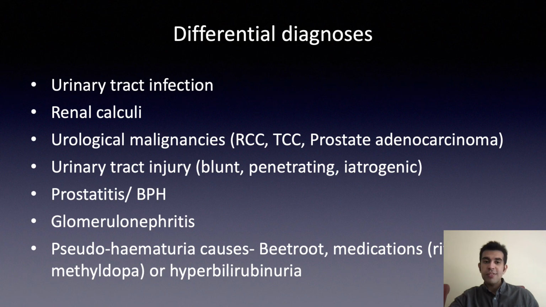And as I mentioned earlier, you can be caught out by things like beetroot, which can give you a pseudo-hematuria. As well as that, you can have other medications like rifampicin or methyldopa that can give that mimicking colour, as well as hyperbilirubinuria. So the most common differentials that you'll probably come across are the top three: urinary tract infection, renal calculi, or some kind of urological malignancy.